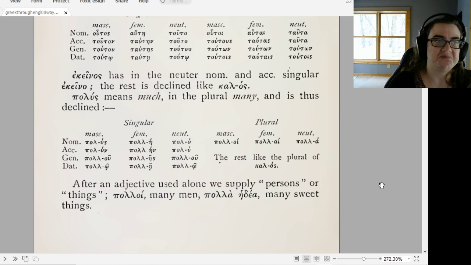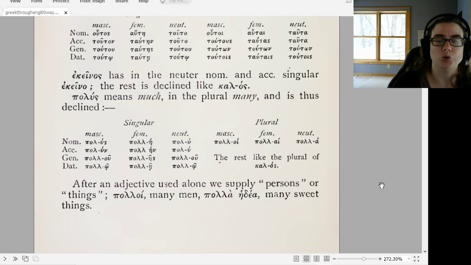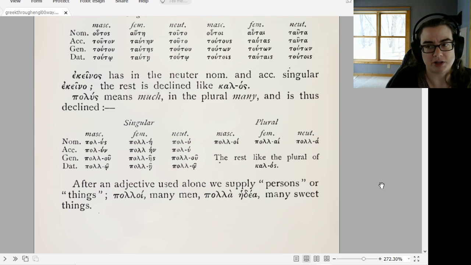And then, I mean, essentially, if you look at it, if the ending has an upsilon, it's only got one lambda. Polus versus polu. Thanks, Greek. And I'm sure there's an etymological reason for that too. I just don't know it off the top of my head.